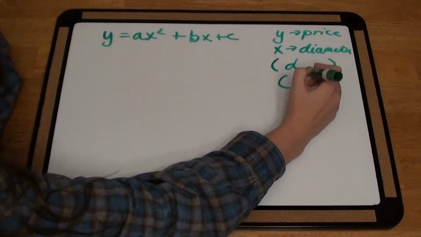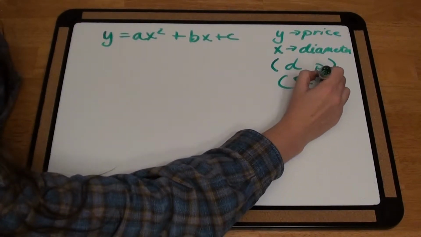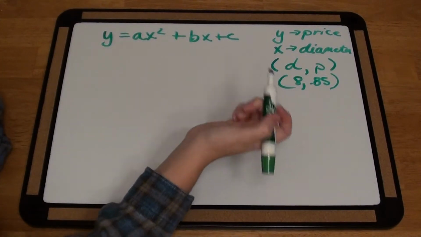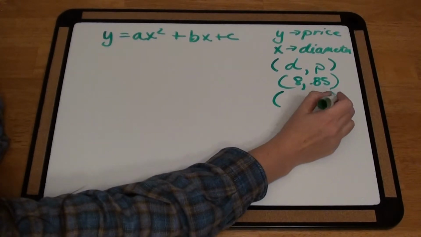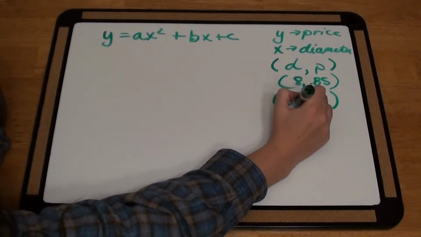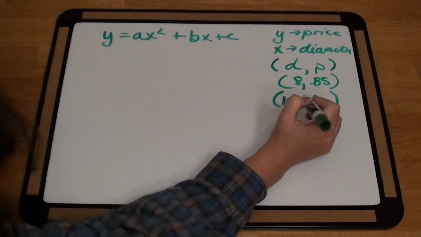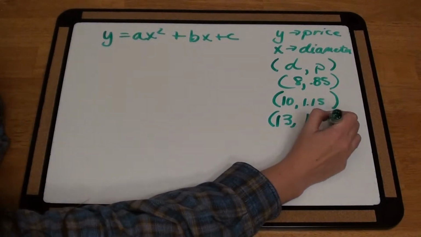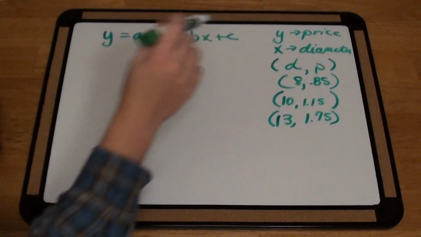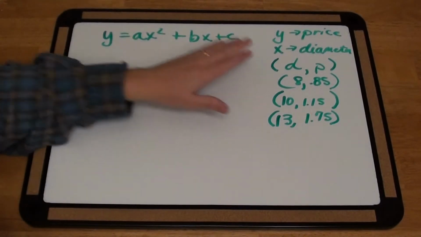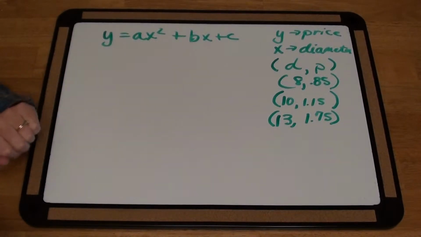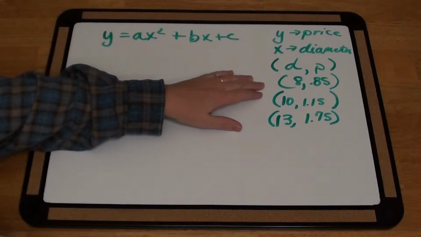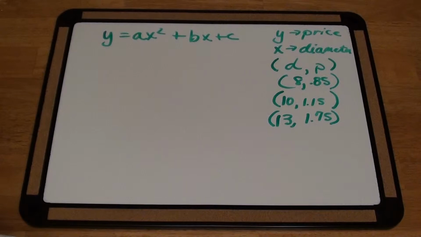Our first point is 85 cents for the 8-inch diameter. It's a cheap pizza. Then we have a 10-inch diameter for $1.15. Then we've got a 13-inch diameter for $1.75. So those are our 3 points. And when we substitute these 3 points in for our x's and y's, we're going to end up with 3 equations and 3 things we don't know. We won't know A, B, or C. So we're going to need 3 equations. We can make the 3 equations with these, and then we'll be able to solve.